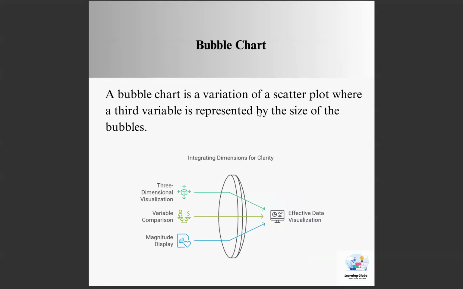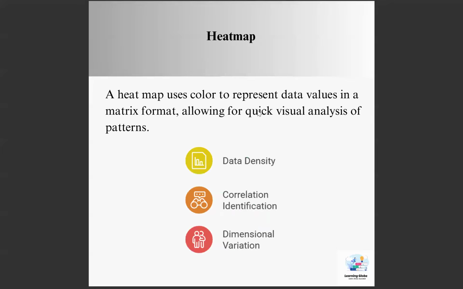Then comes the next important thing, called the bubble chart. A bubble chart is a variation of the scatter plot where a third variable is represented by the size of the bubbles. With the help of bubbles, we get to know which data is holding more value and so on. So bubble charts are used for three-dimensional visualizations, variable comparisons and magnitude display. It is an effective data visualization technique.